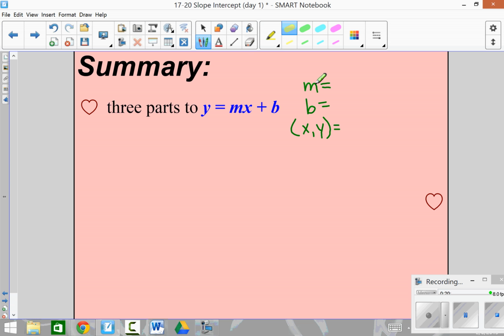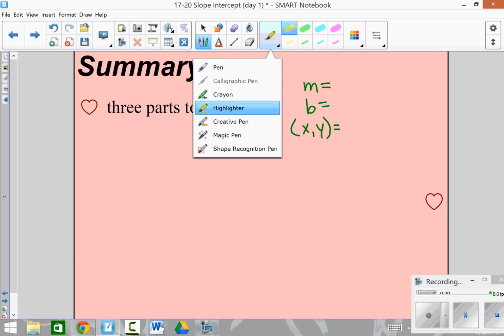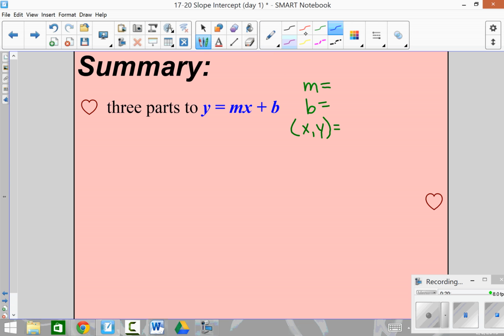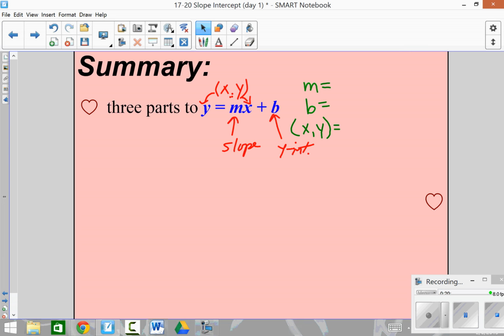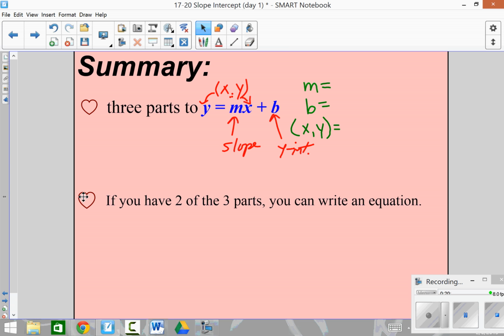The m is the slope. Keep that in mind. Remember, the b is the y-intercept. And then you got your x and your y. They're just backwards here. You just have to remember the x comes first and the y comes second in your ordered pair. Okay, so given 2 of the 3 parts, you should be able to find the missing part, which is the second summary here.